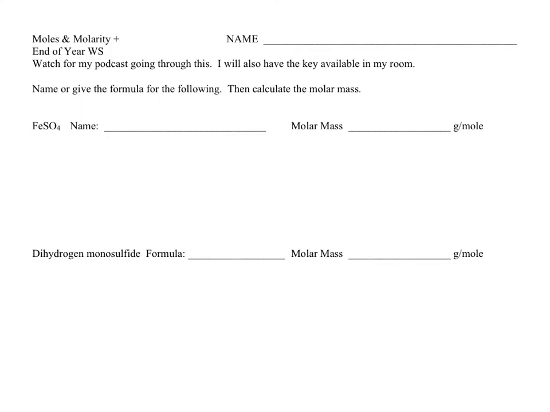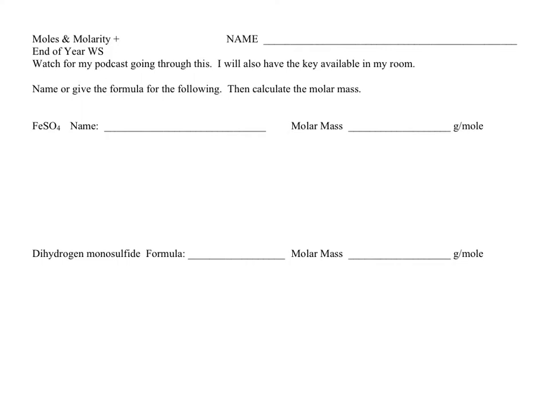At the beginning of the worksheet, we have naming and writing formulas and calculating molar mass. Make sure you have your periodic table. I'm assuming you've all done this worksheet, and if you're having any problems with your periodic table and maybe even your notes, you can figure out why you had a problem. So let's do the first one.